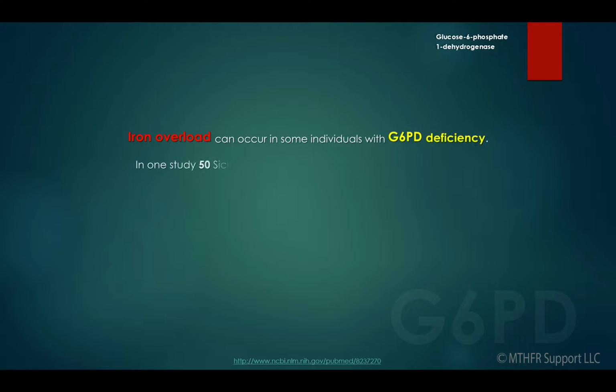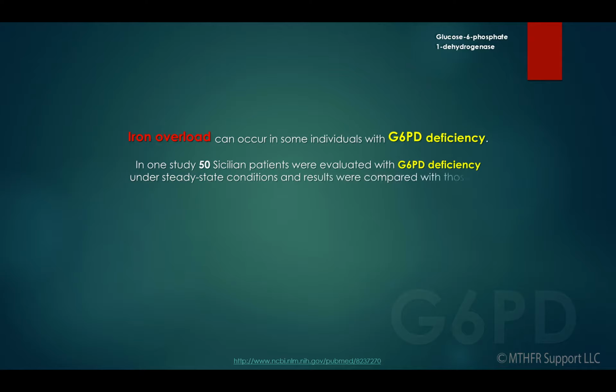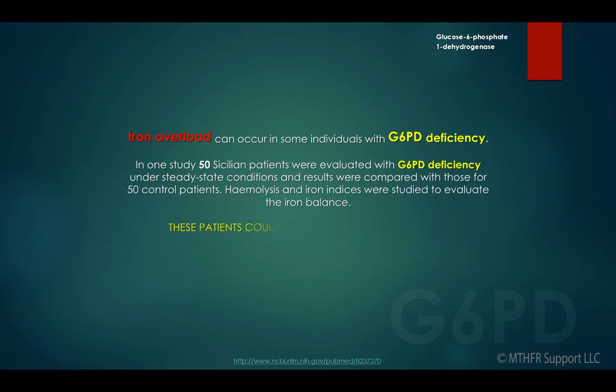In one study, 50 Sicilian patients with G6PD deficiency were evaluated under steady-state conditions, and results were compared with those for 50 control patients. Hemolysis and iron indices were studied to evaluate the iron balance. These patients could be considered to be at risk of iron overload as a result of increased bone marrow activity.